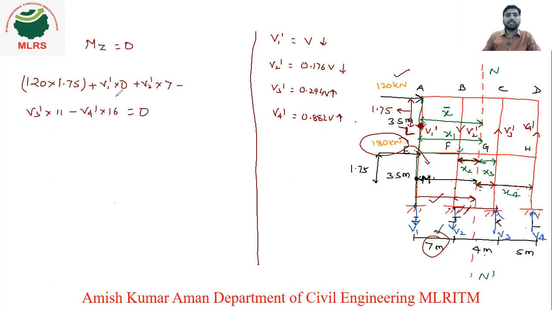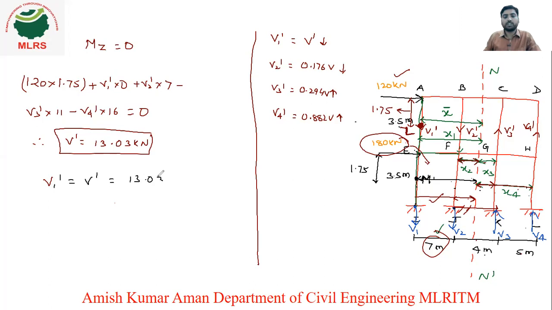Similarly, you can replace the V1 dash, V2 dash, V3 dash and V4 dash values in terms of V dash. If you calculate it, you will get V dash as 13.03 kilonewton, right? So we got this V dash value, which means V1 dash is equal to V dash, which is equal to 13.03 kilonewton in the downward direction.